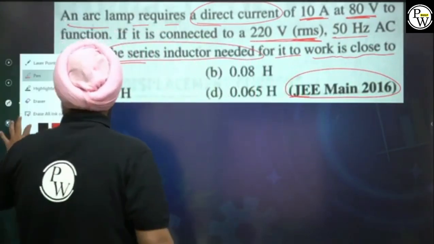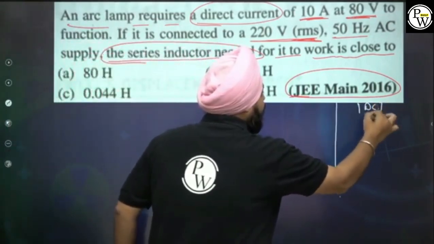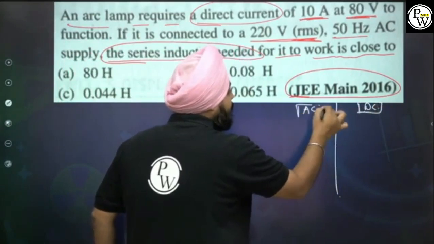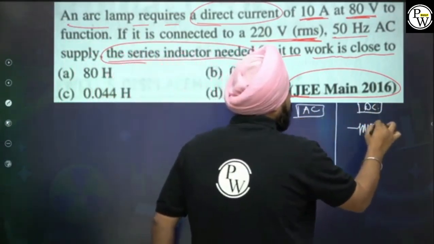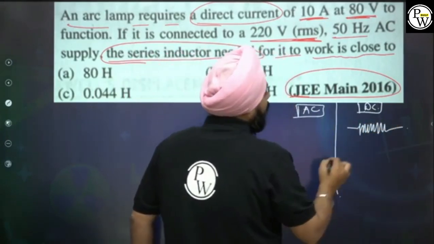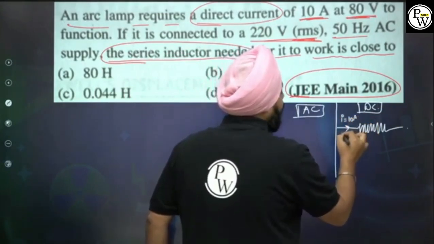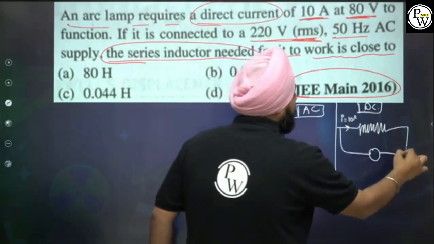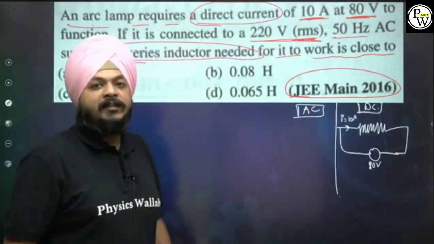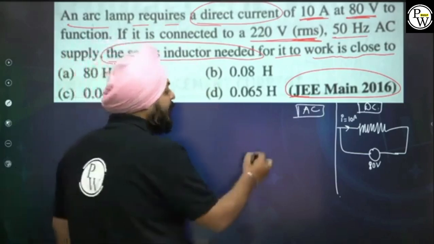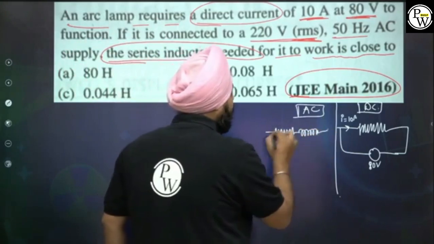So here, first of all, I want to give you all what actual data is given. On one side, the DC circuit is given. On the second side, the AC circuit is given. Here only a resistor we are having. The current flowing in the circuit is given as 10 ampere. The DC voltage connected is given as 80 volt. This is a part of the DC circuit. Now the same thing happens in the AC circuit, but with the resistor in series, the inductor is also connected.